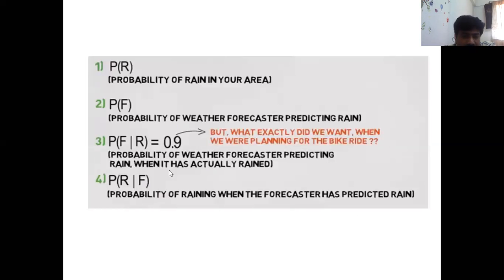So the probability of F by R is the probability of the weather forecaster predicting rain when it has actually rained. That is this particular F by R. This is what is 90%.